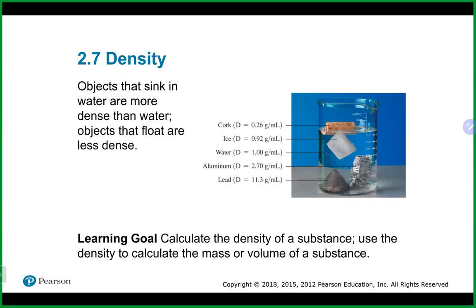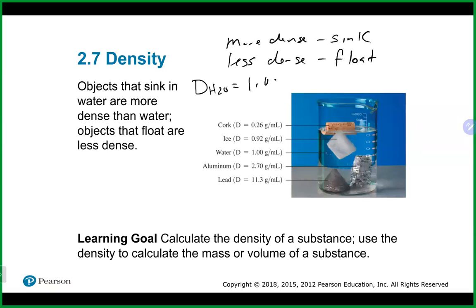The density of an object really will determine in a lot of cases, for example, if something will sink or float in water. So if something is more dense than water, it will sink. And if something is less dense than water, it will float. And by the way, the density of liquid water is 1 gram per milliliter or 1 gram per cubic centimeter.